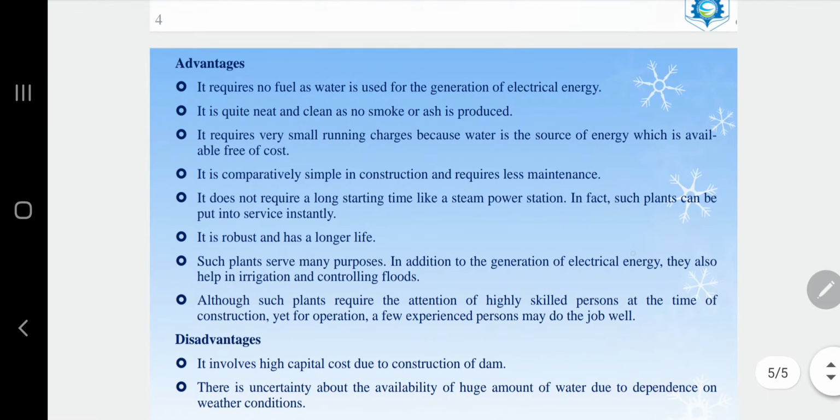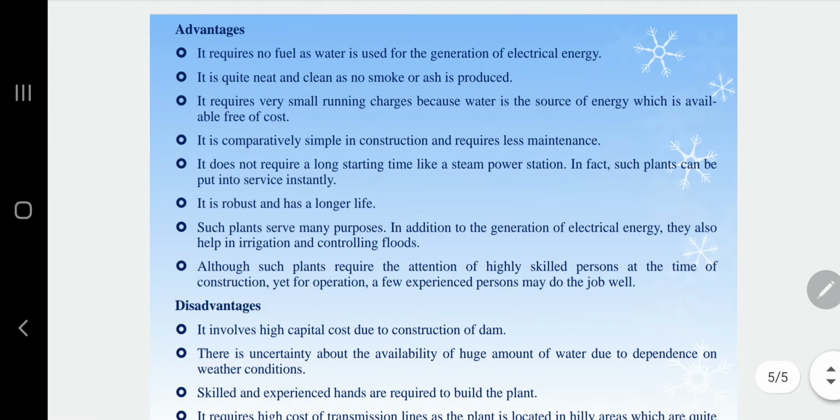Now we are moving into the advantages. It is very simple to identify the advantages of a hydroelectric power plant. It requires no fuel. Why? Because water is the main fuel. Then the second one is, it is very neat and clean. There is no smoke, ash, nothing like that, like a thermal power plant.